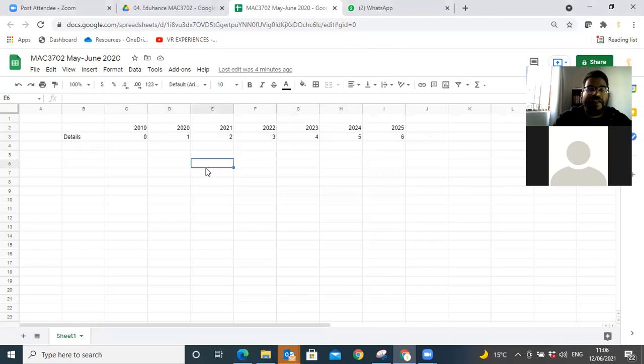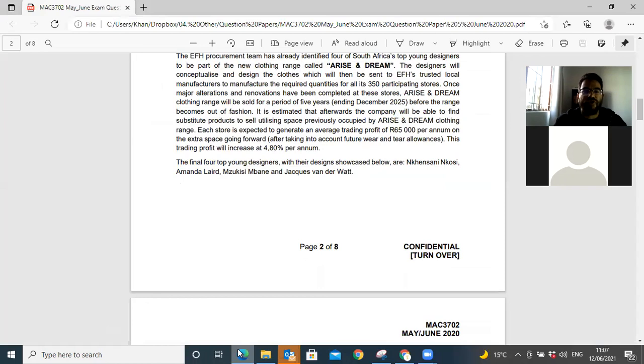So now let us deal with the rest. The best way to deal with this is to go in chronological order, so you don't miss anything. Okay, so I'm going to be switching between Google Sheets and the scenario. So you should be able to see both as I switch between.